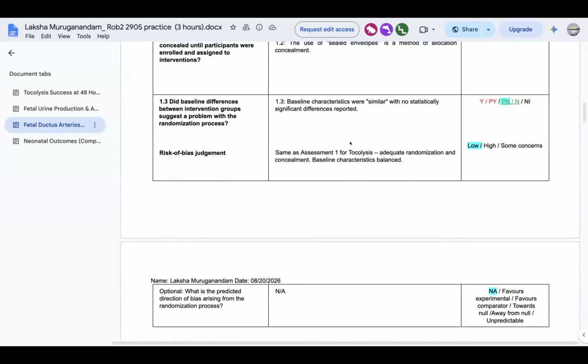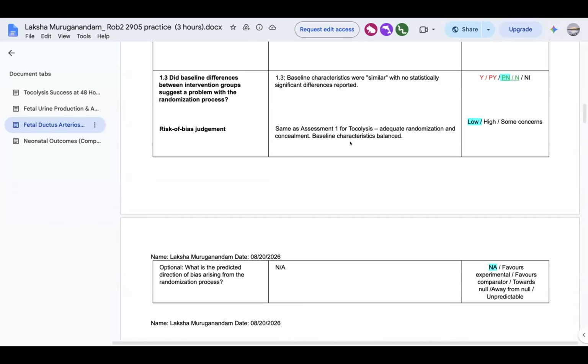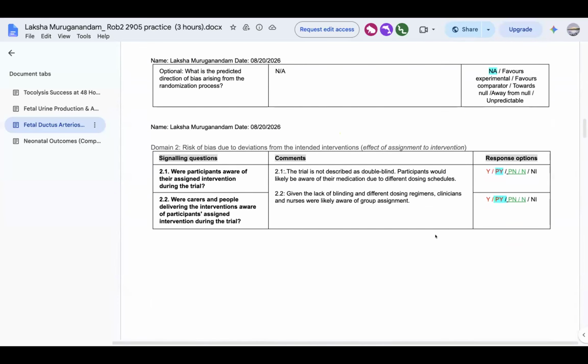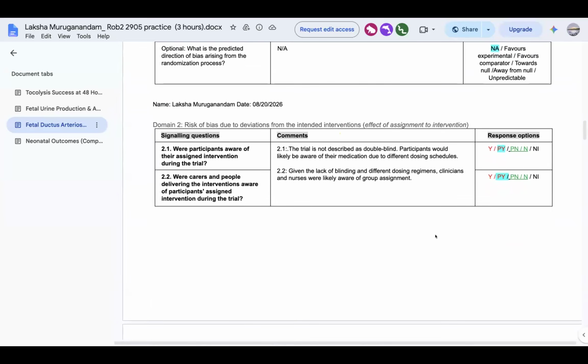Okay, so we did not get the same risk of bias judgment for domain 1 as Laksha, but we'll continue moving on and see what she did for domain 2. For 2.1, she said the trial is not described as double-blind. Participants would likely be aware of their medication due to different dosing schedules. Which is something we had talked about, but does that necessarily mean that the patient would know?